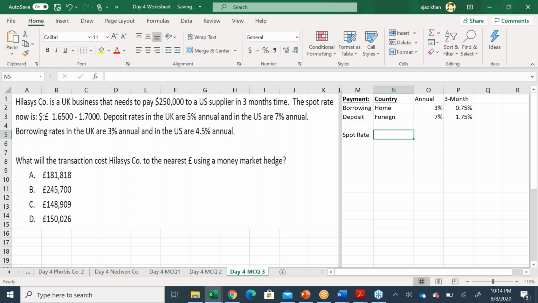Okay. Spot rate is 1.65 to 1.7, right? So which one to use? Which spot rate to use?